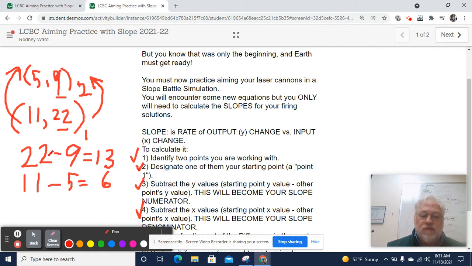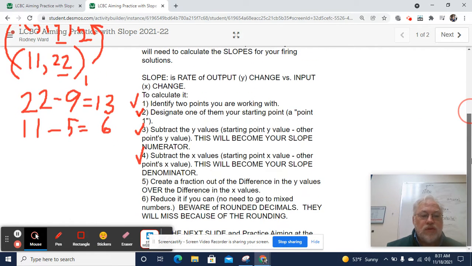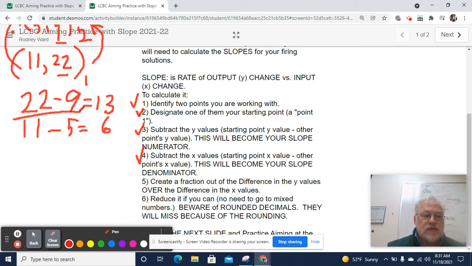Now the fifth thing that we're going to do, let's see what happens when I scroll down. Oh, good, they stay all together. Now we're going to create a fraction involving the differences of my y and my x. That is going to equal that. This is what we call my slope. This is a unit rate. 13/6 is a unit rate of change in my output over my input.